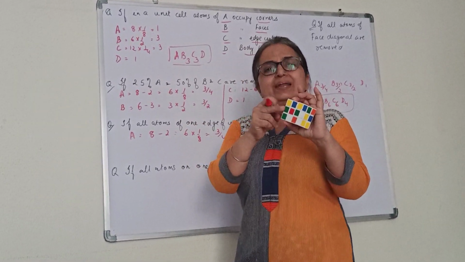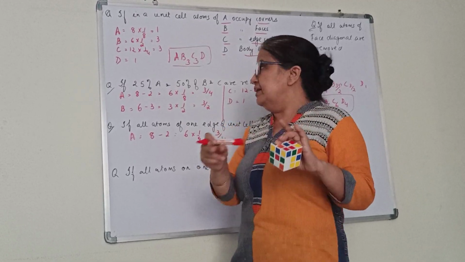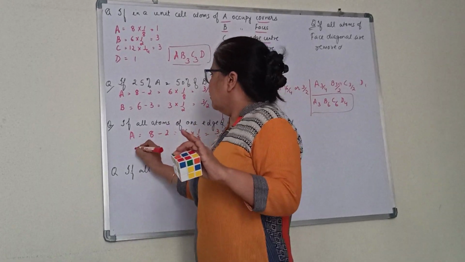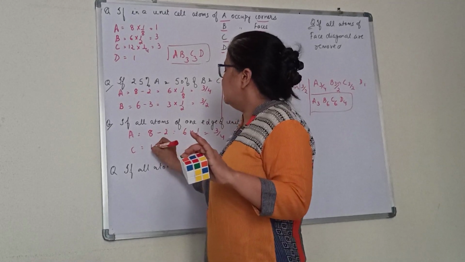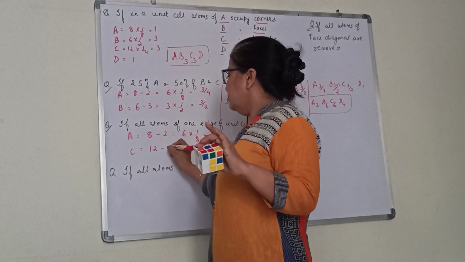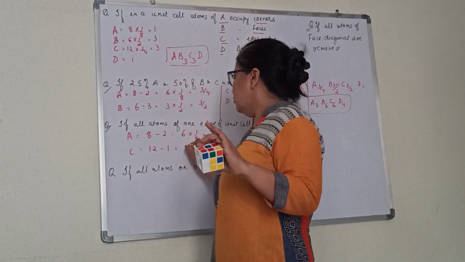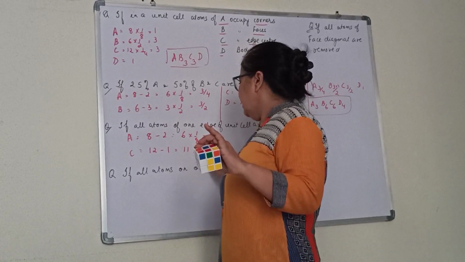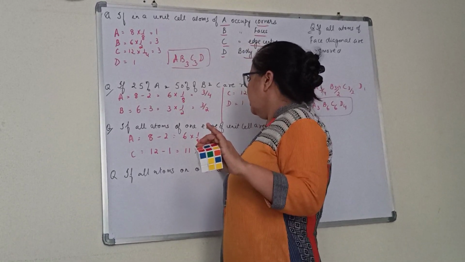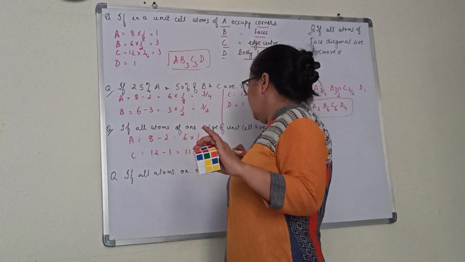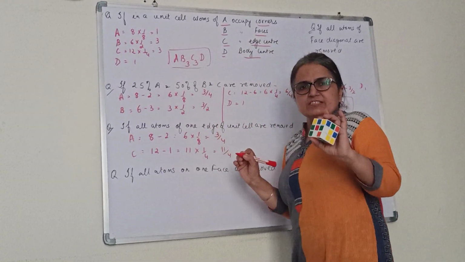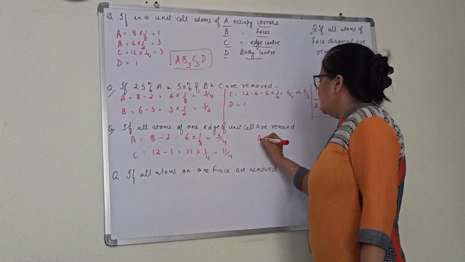Right? One edge is also removed. Only one edge. One edge means C. From C we have to see. How many C were there? 12. From that 1 is removed. 1 is removed means 11. 11 into 1 by 4. You are having this as 11 by 4. Rest are same. I will copy this down now.